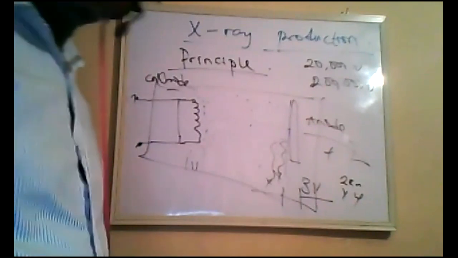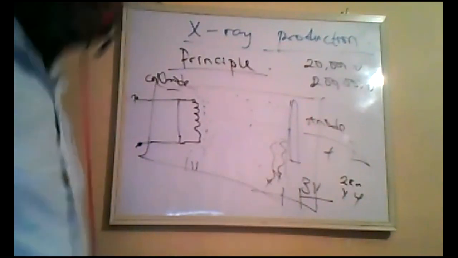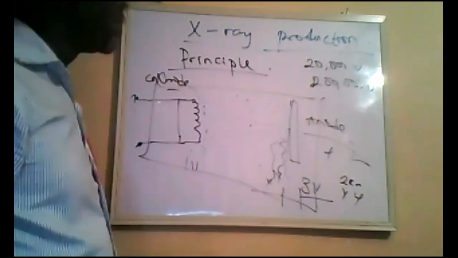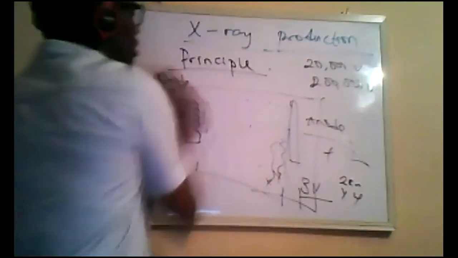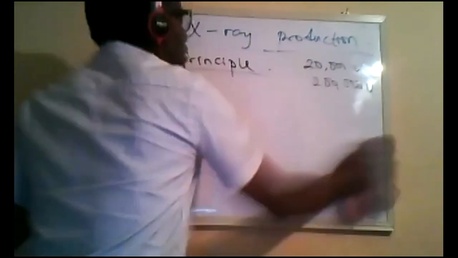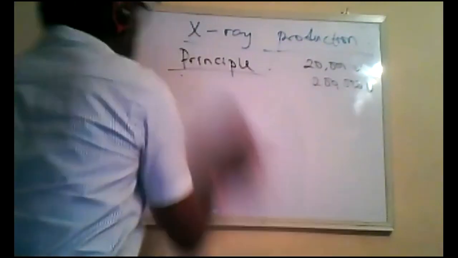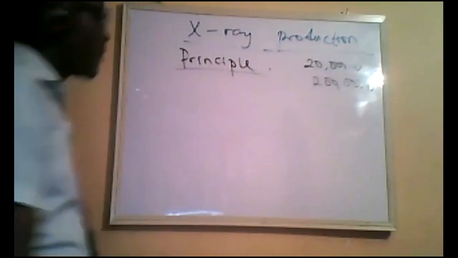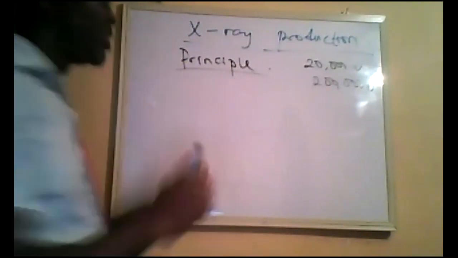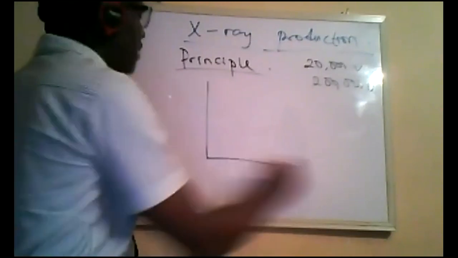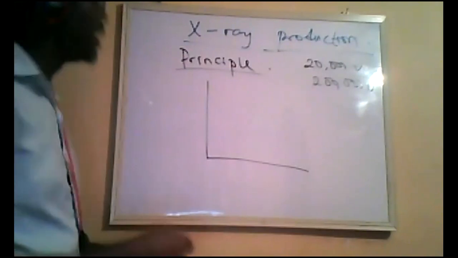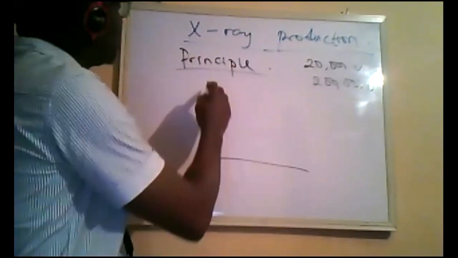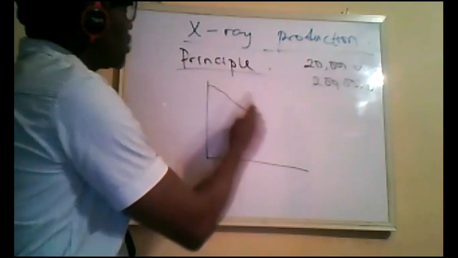And again, we usually have a filtration. For the ordinary spectrum of X-ray, we have something like this. The ordinary spectrum, maybe spectrum goes this way.